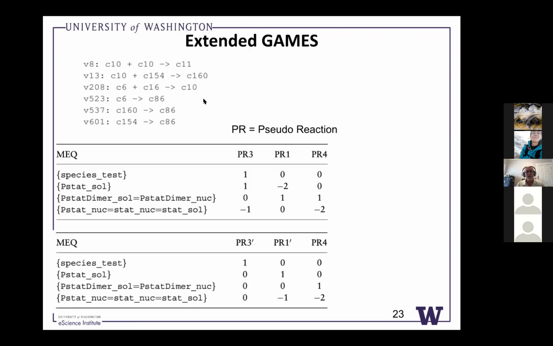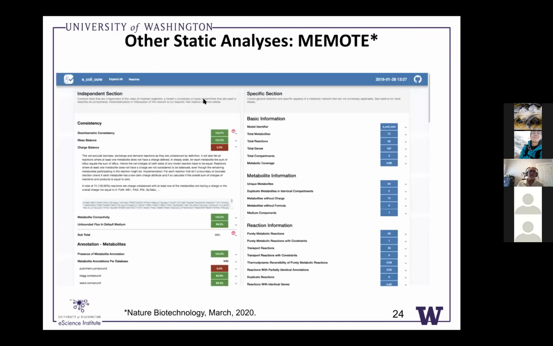I'm not going to go through the details there. So, and I mentioned MeMote. MeMote does the atomic mass analysis for mass balance analysis. It does a lot of other stuff too, which is very useful. So it does something called looking for blocked reactions.